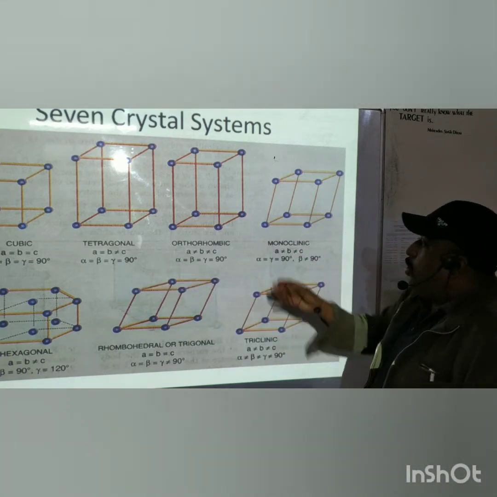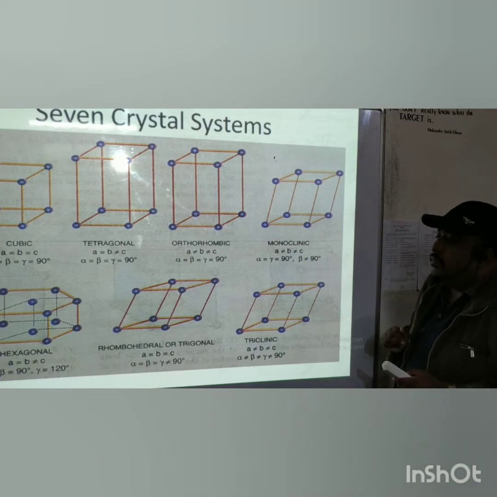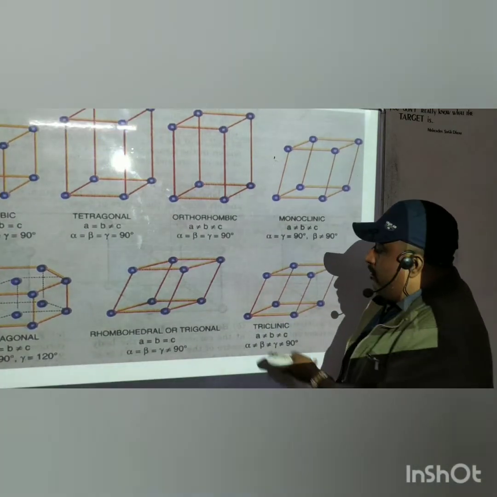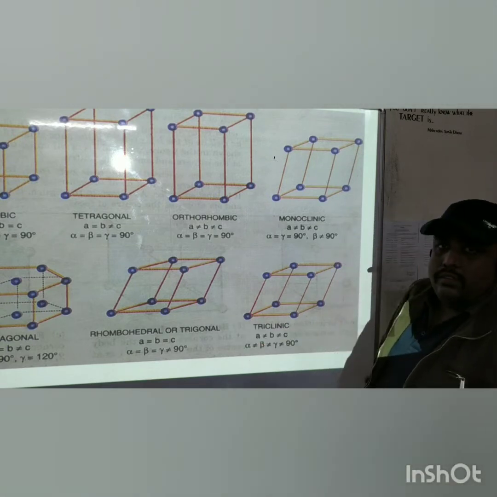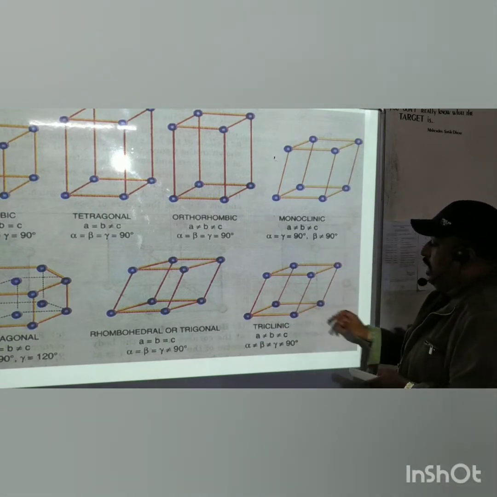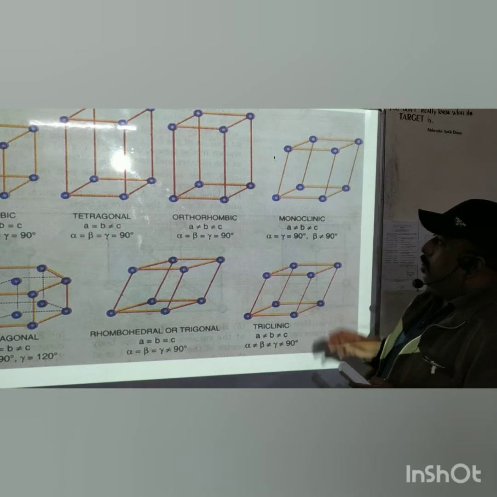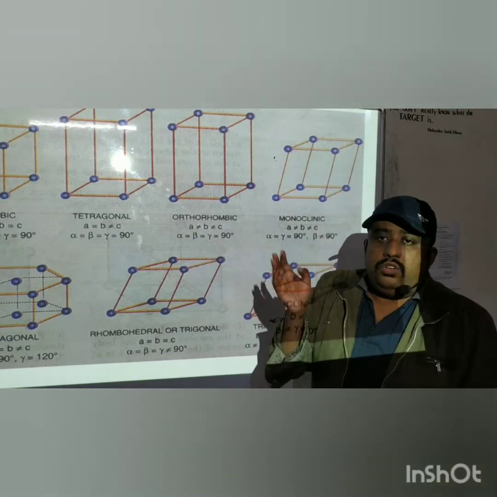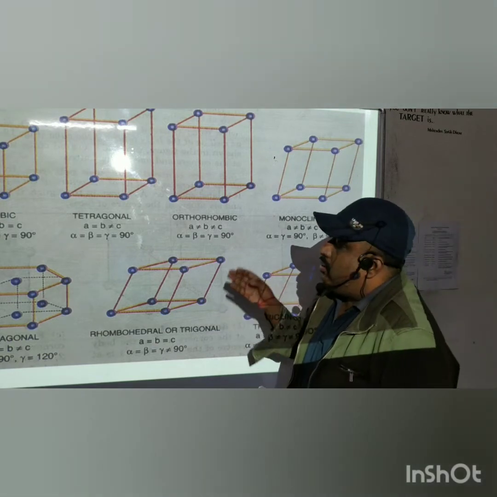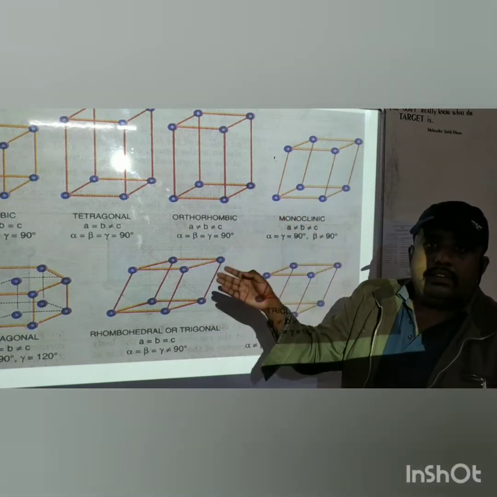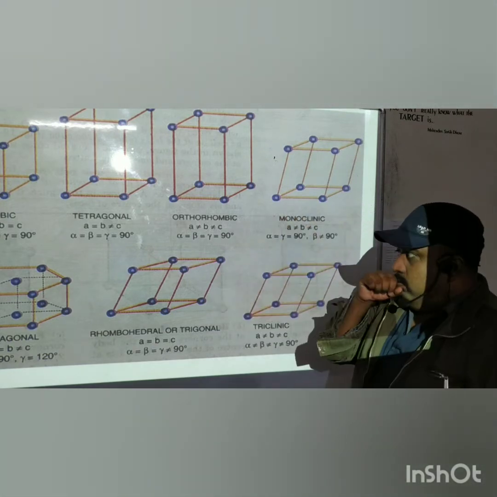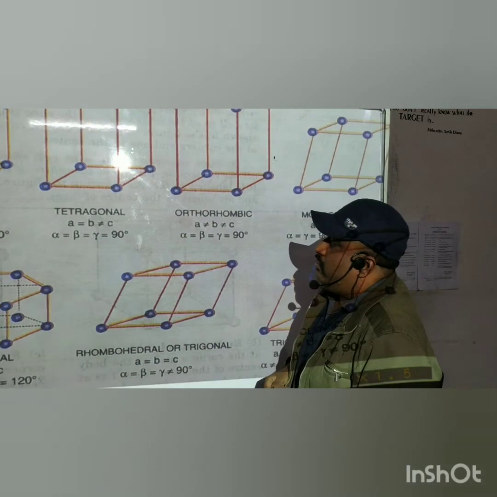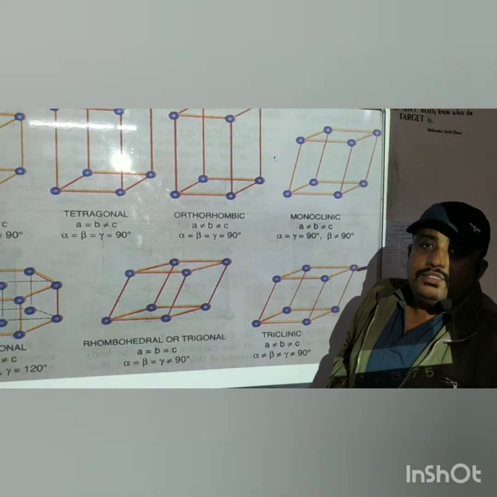Okay. Then you have the orthorhombic, then the monoclinic, then the hexagonal, then the rhombohedral or trigonal crystal system. Lastly, you have the triclinic. So in the exam a question comes like, if A equal to B equal to C and alpha, beta, gamma equal to 90 degrees, then what kind of crystal system is it? The answer will be, it is a case of cubical crystal system.